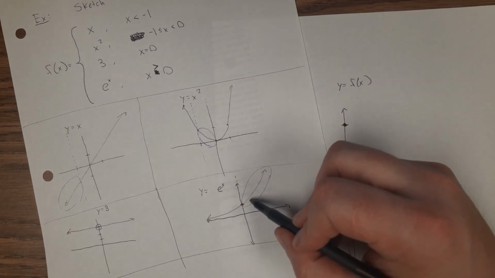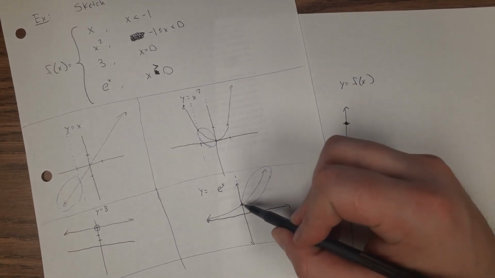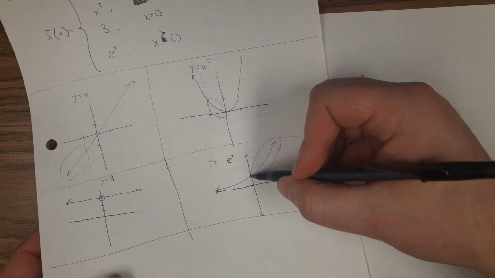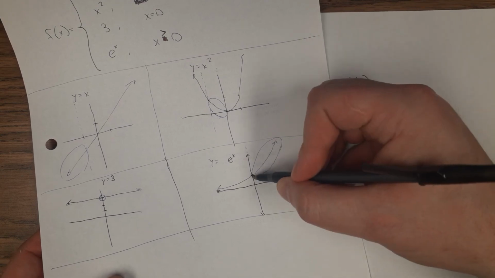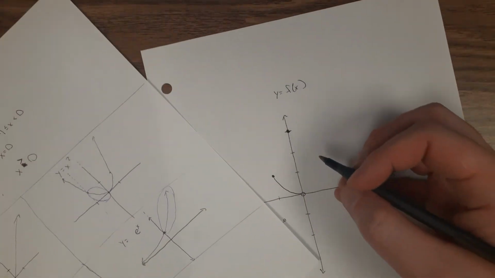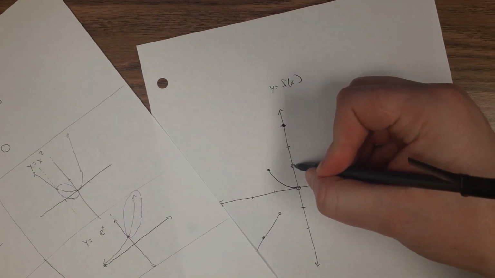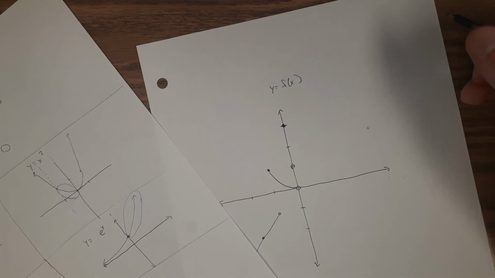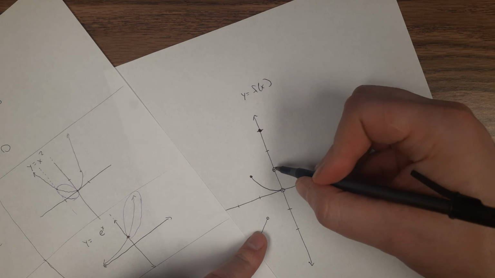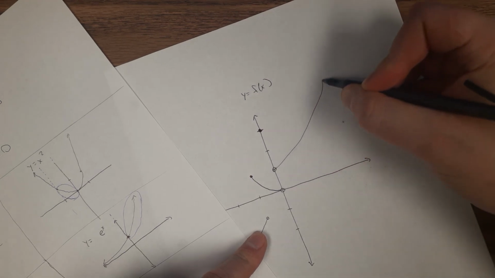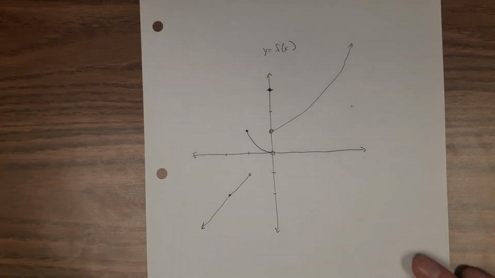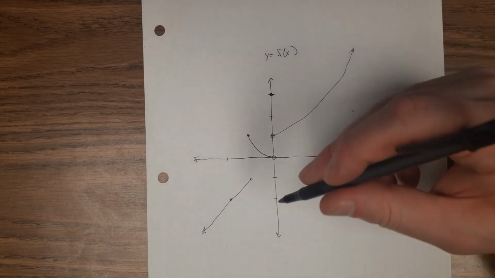Meaning that I'm going to take this part of the graph with an open dot there. And this is the point 0, 1. And remember, it's important to me to get the transition points right. So that's this point. And then other than that, I'm just going to make a shape like this. So that's my graph.